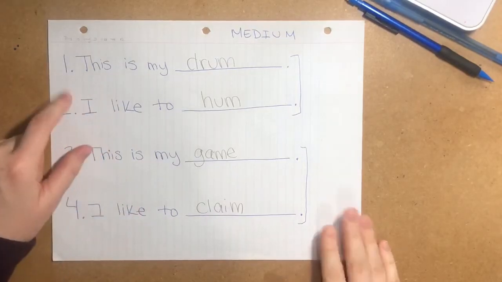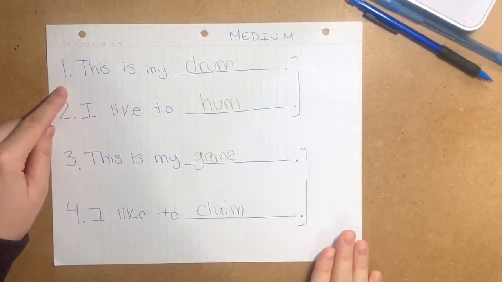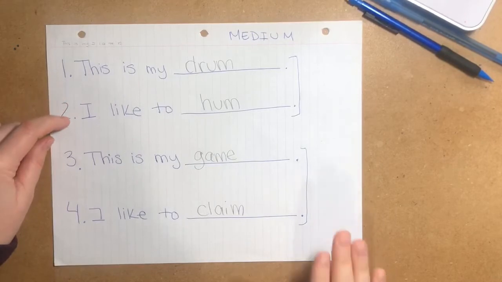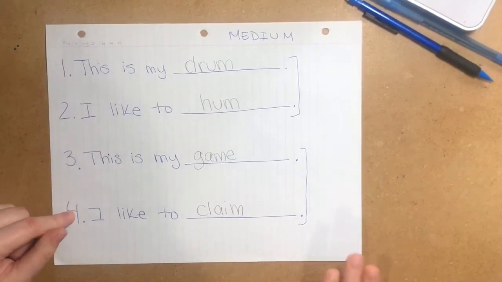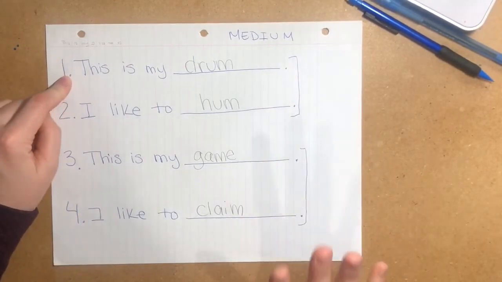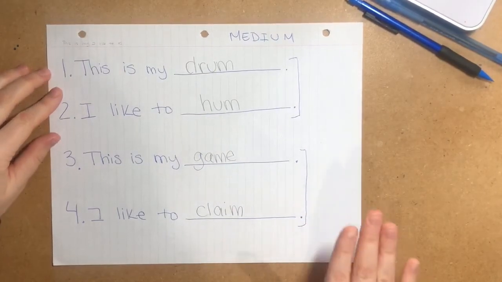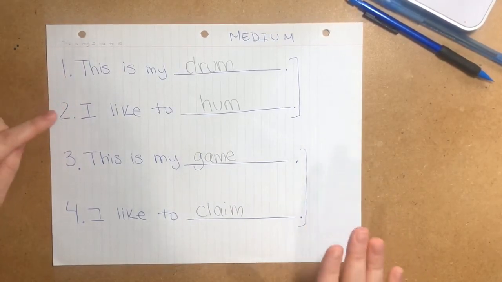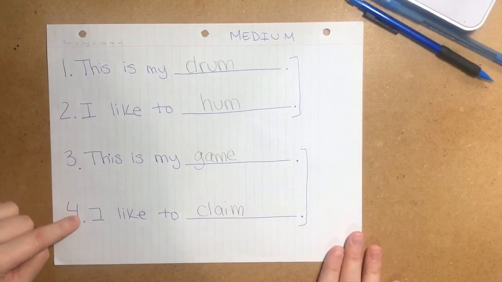Now here is my medium version. 1, 2, ready, listen. This is my drum, I like to hum. This is my game, I like to claim. Okay, now say it along with me. I'm gonna say it a little bit softer. 1, 2, ready, go. This is my drum, I like to hum. This is my game, I like to claim.